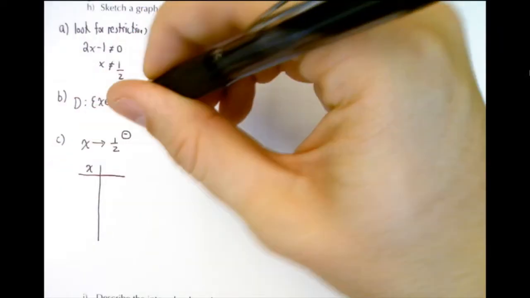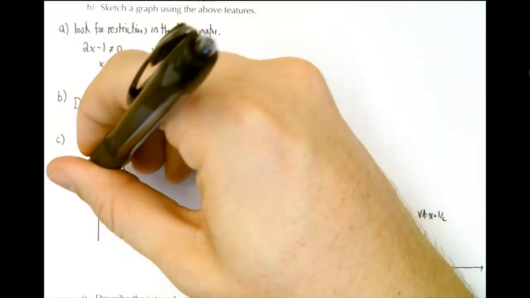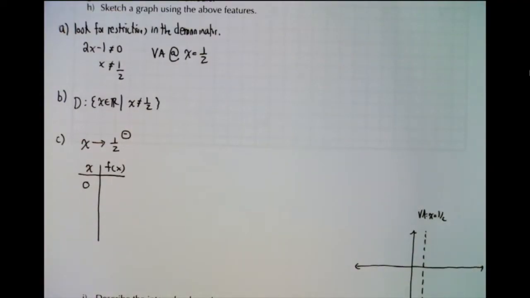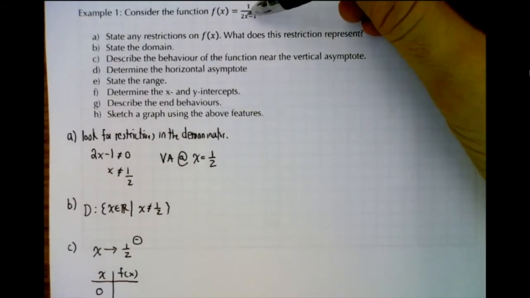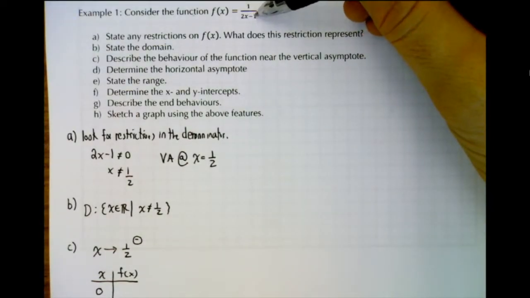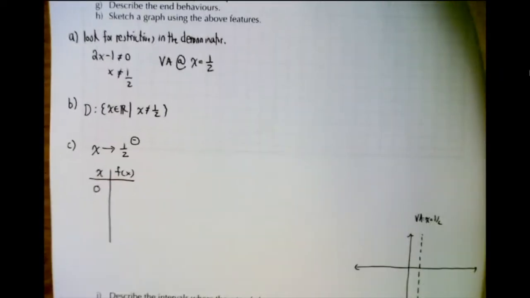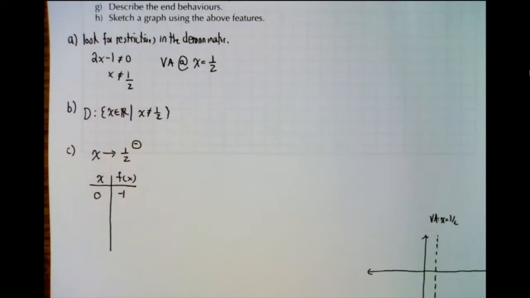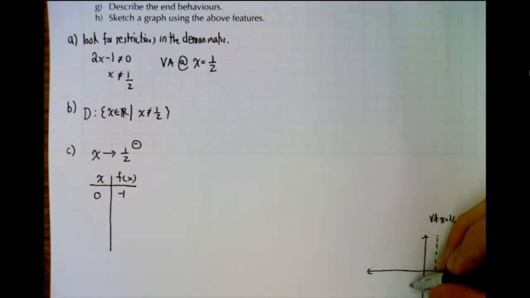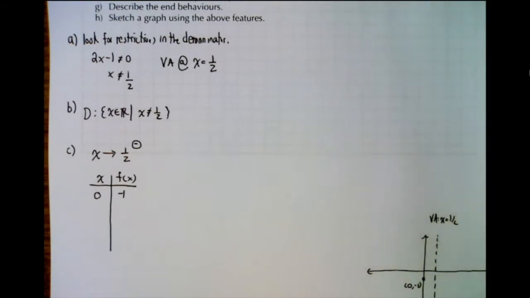So we have to think, what is a value to the left of a half? We can start by trying 0, and 0 is kind of valuable because that would give us our y-intercept. If we plug 0 into our equation, 1 divided by 2 times 0 is 0, minus 1, so it's 1 divided by minus 1, which is -1. So for 0, we get -1. And we can actually plot that on our graph. We know that we have a point right here, and it's (0, -1). That's our y-intercept.